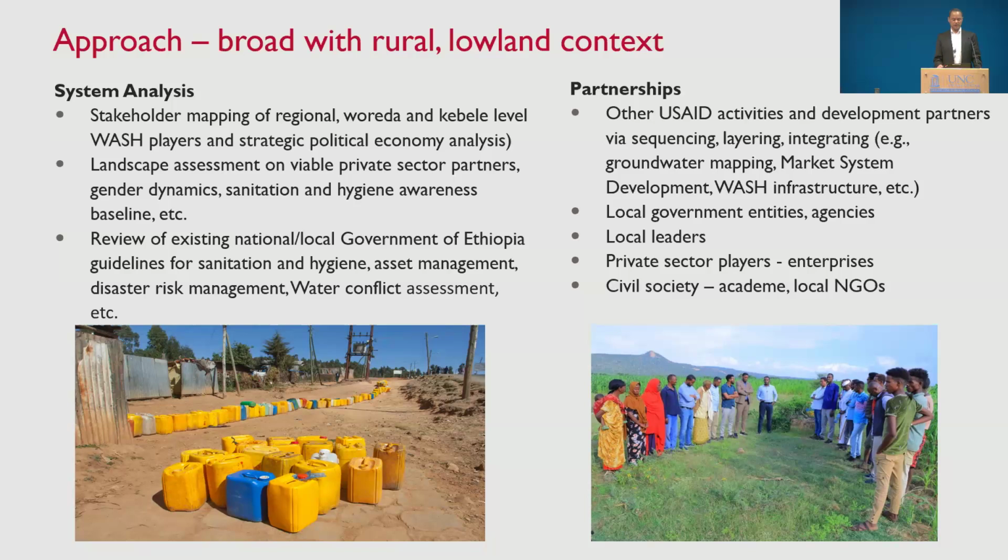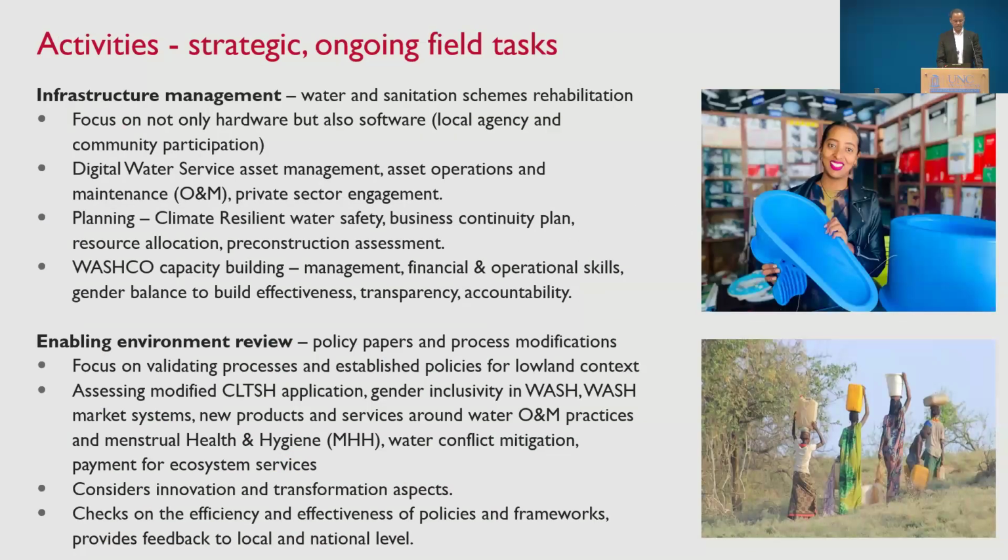The other one is local government entities and agencies. We have identified different local entities to work with, and also local leaders. Specifically in pastoralist communities, there are religious leaders and clan leaders. We have identified those, and we are using them to reach the community level and the household level. So this is really a good approach.